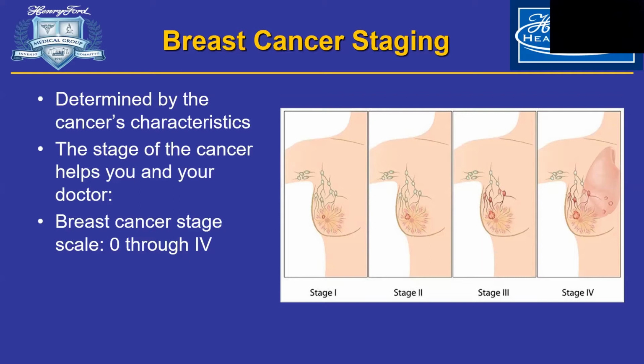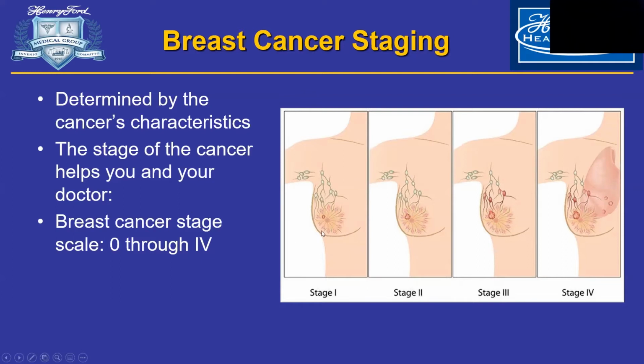Breast cancer stage goes from 0, which is what we consider pre-malignant, through stage 4, which means it's gone beyond the breast and lymph nodes to the rest of the body. And although simple, I don't know if you guys can see my cursor, I like how this sort of shows the progression of breast cancer.